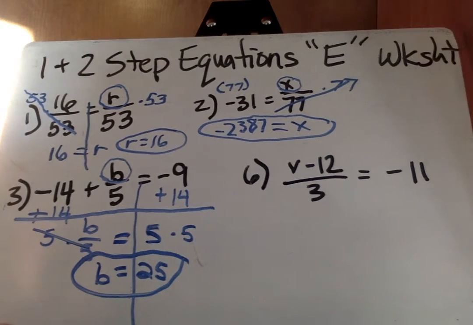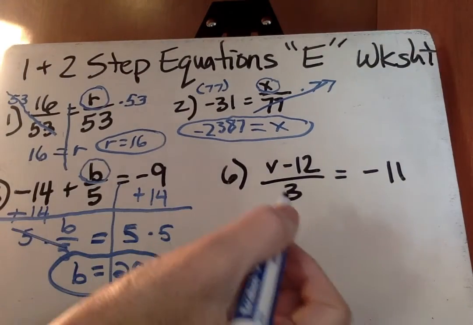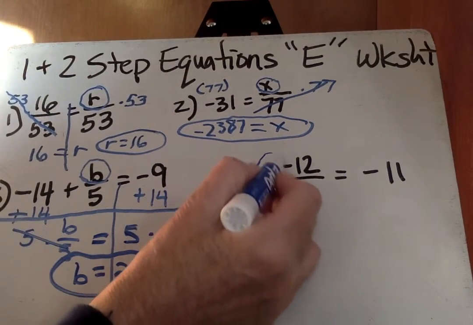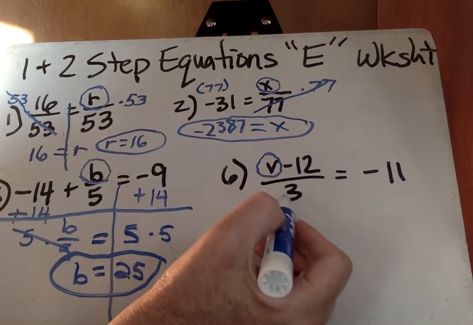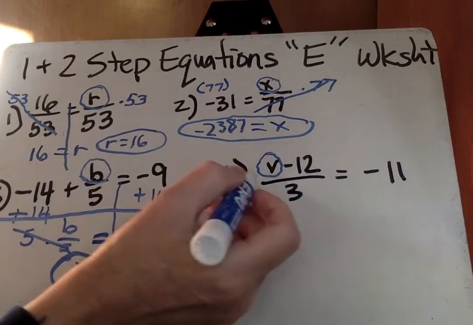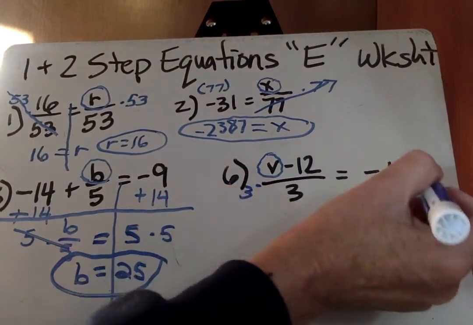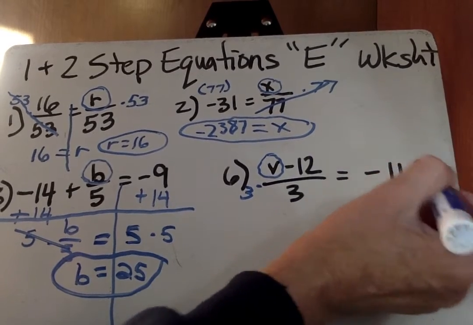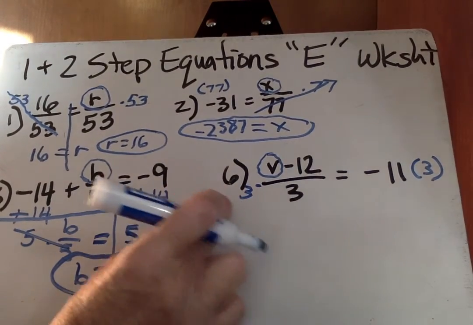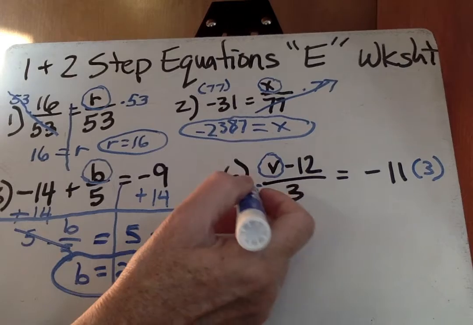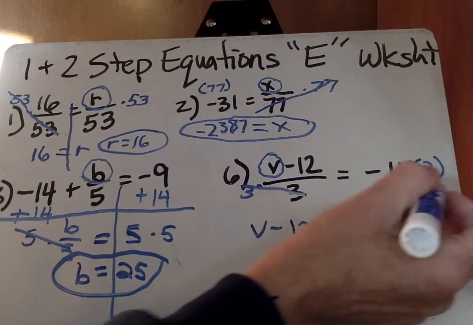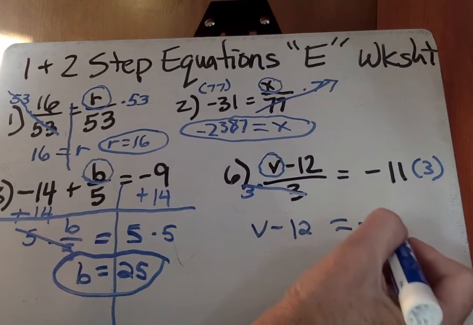Next, we go on to 6. 6 is a little bit of a trickster here. Here's the variable right here, and if the variable and a number are over a denominator, or the bottom number, we have to get rid of this bottom number first. So we're going to multiply by 3 on both sides. You can use a dot or parentheses, but we want to avoid using an X like they do in elementary school, because that is now a variable. Okay, so that cancels out, and we're left with v minus 12 equals negative 11 times 3, which is negative 33.